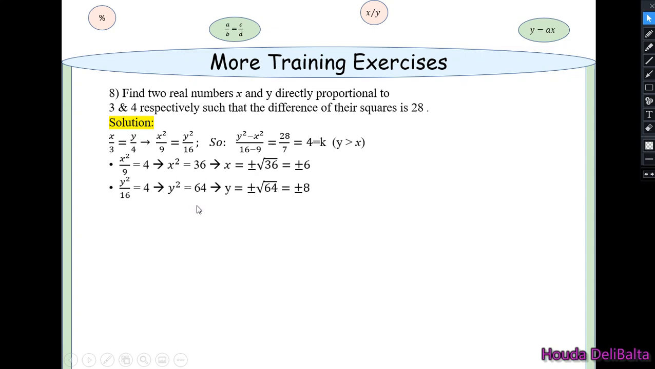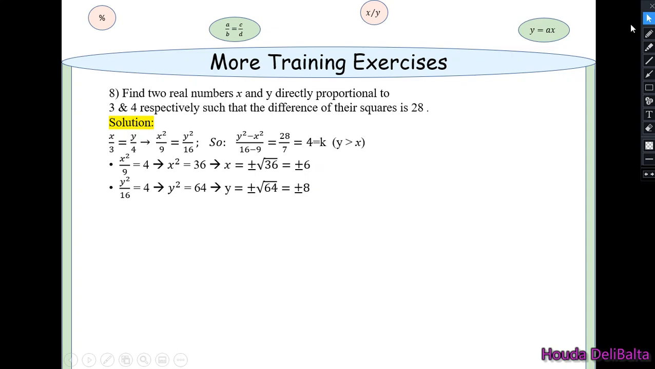Similarly for y squared over 16 is 4, then y squared is multiplying 16 by 4, I'm getting 64, then y is plus or minus radical 64, which is plus or minus 8. Thus the real numbers are x goes to plus or minus 6, y goes to plus or minus 8.